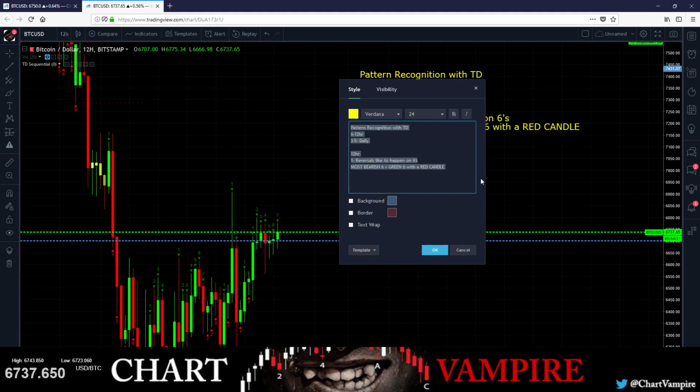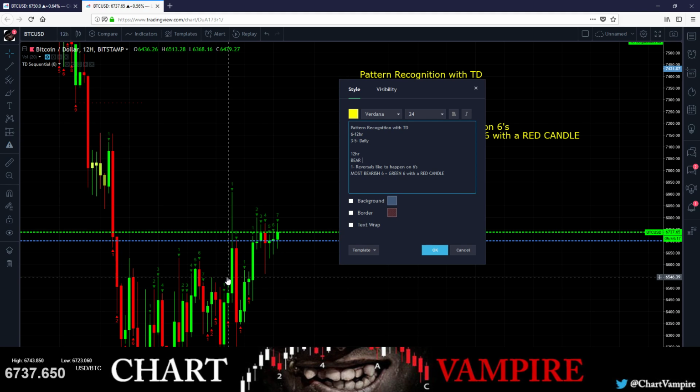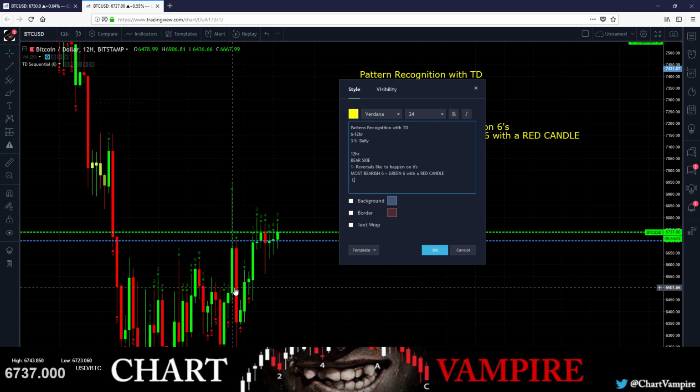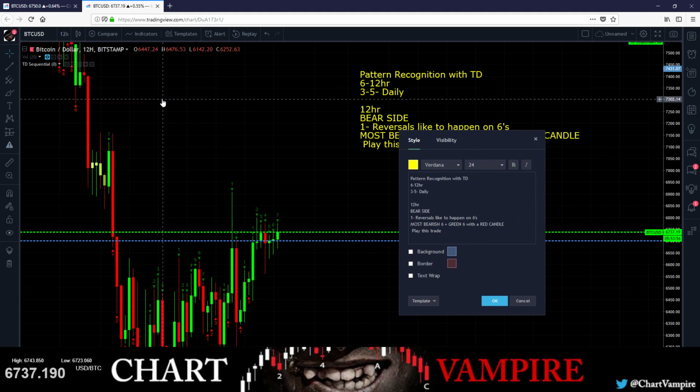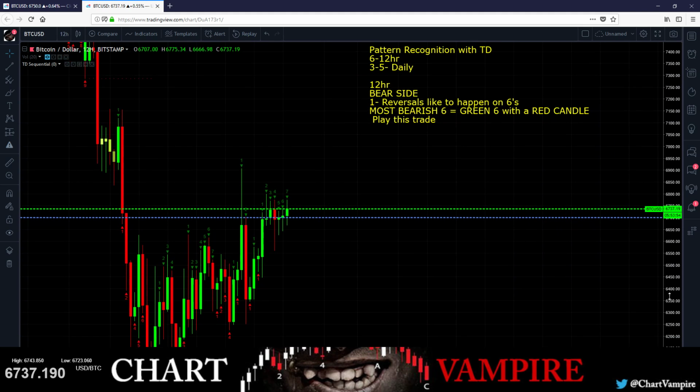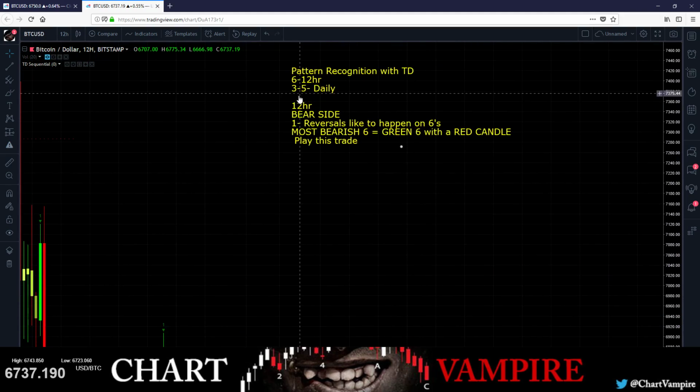So now if you're playing this on the bear side, we're going to call this the bear side. So reversals like to happen on the 6s, right? So we're looking on the bear side now. The most bearish is a 6. Most bearish 6 is a green 6 with a red candle, right? And to play this trade, we're going to bring this up. We're going to find ourselves a nice fat red 6.